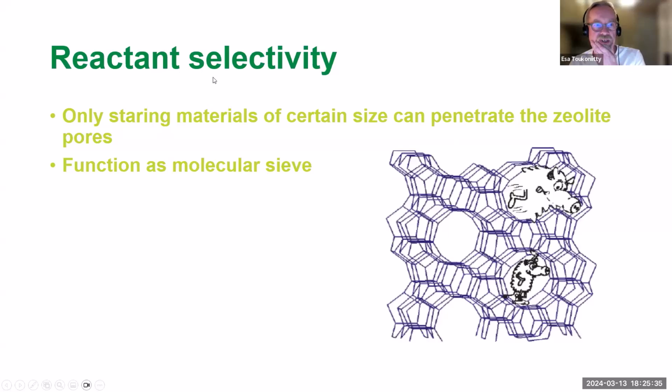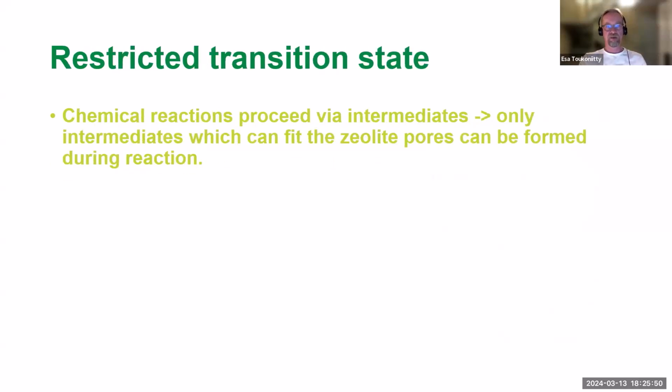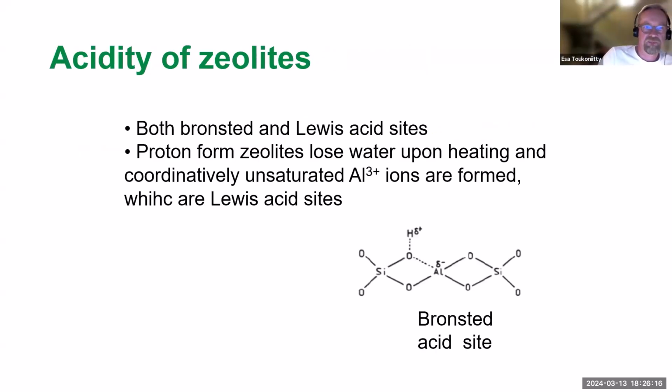The other opposite to reactant selectivity is product selectivity, and it's the same thing: only products that are small enough can exit the structure. So that's that kind of selectivity. And transition state selectivity refers to the fact that chemical reactions go through a transition state, and it usually has a certain, well organized geometry. If the geometry is not possible inside the zeolite, such reactions will not take place. So it can help to do things selectively.